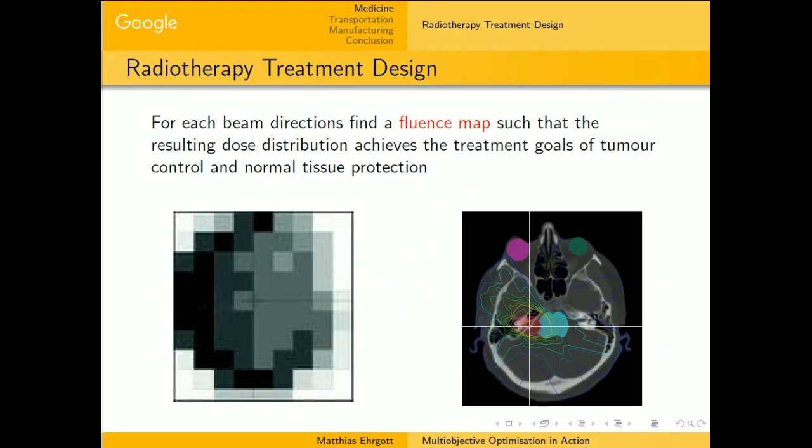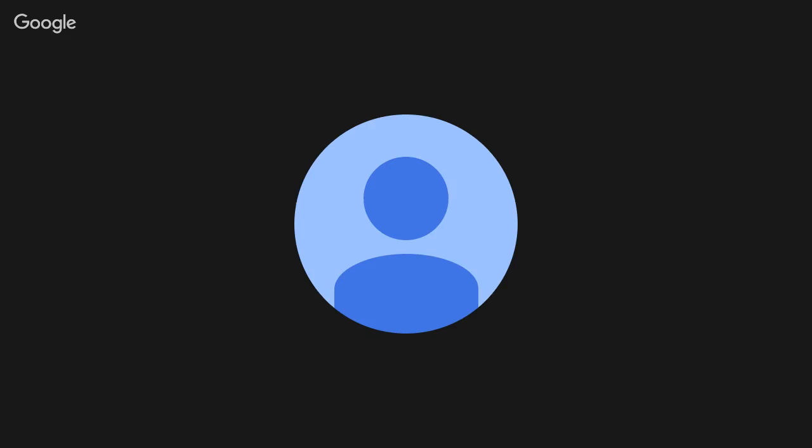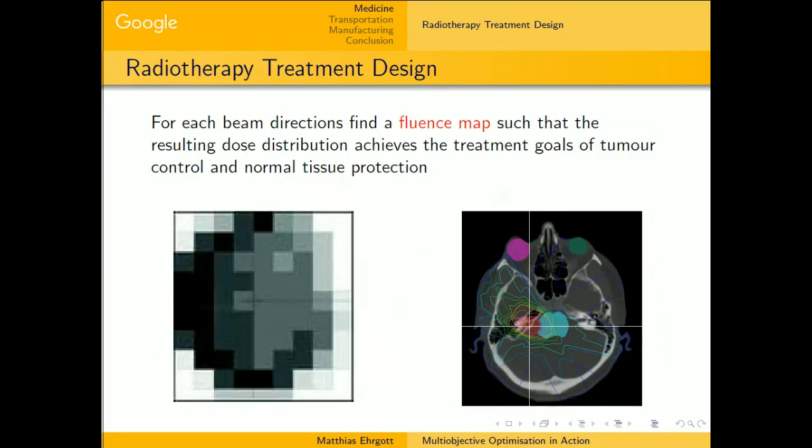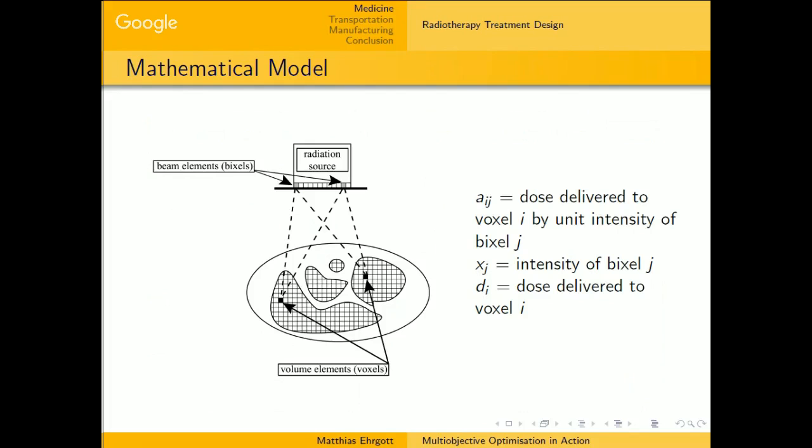Right? So now this is the decision variable, right? We can decide what these colors are in order to get the distribution that we put on the right. So this is the problem, right? How do we decide what this map looks like? It's also called an intensity map or fluence map, and that's our task. So next we have to derive a mathematical model of this.